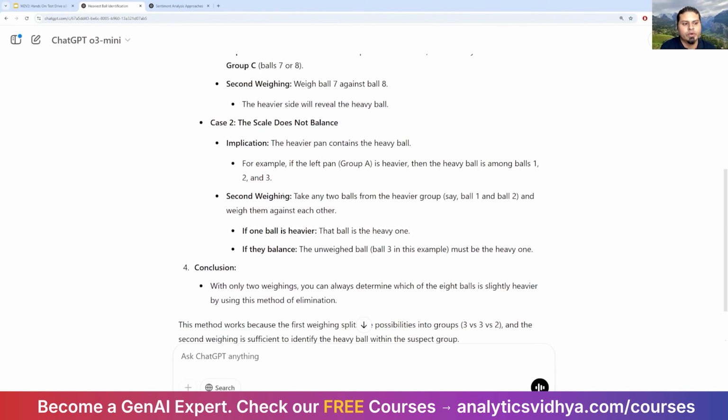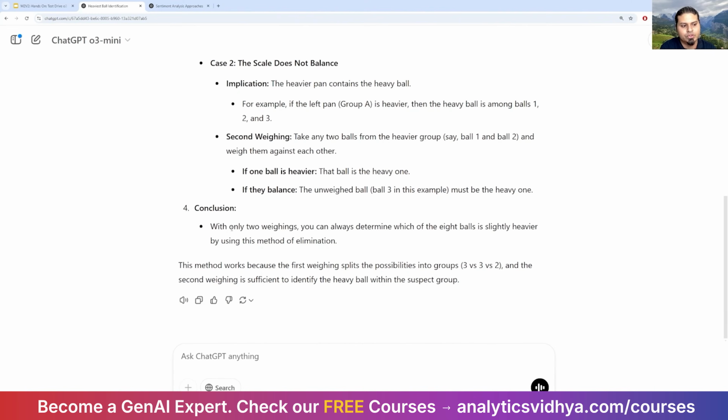And then after that, you can do a second weighing where you take the balls from the heavier group and weigh them against each other, saying that with only 2 weighings, you can always determine which of the 8 balls is slightly heavier using the method of elimination. So it does a pretty good job in this case. Let's check out the next problem now, which we will tackle with o3-mini.